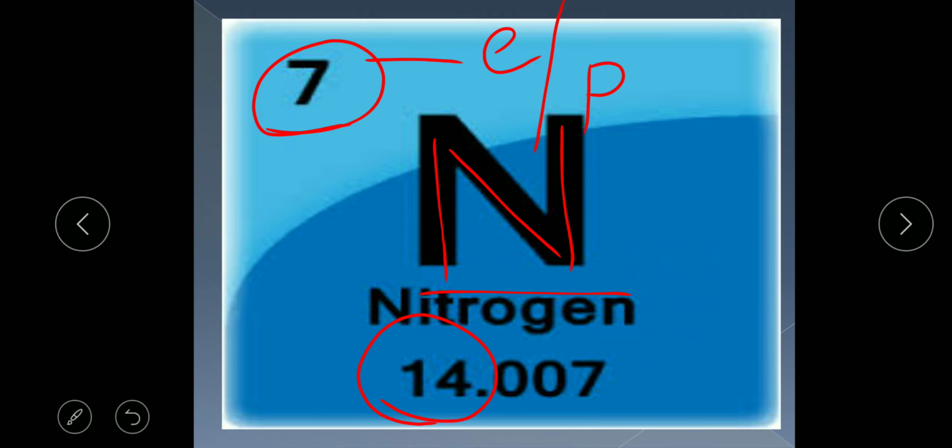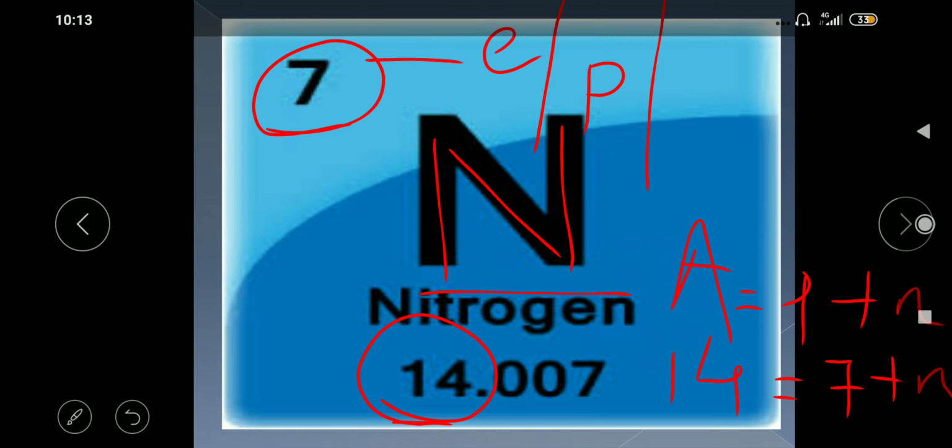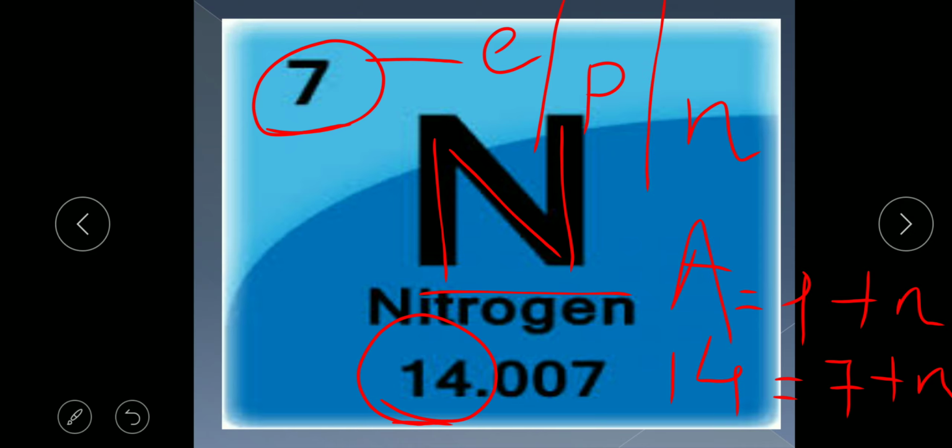Okay. Atomic mass is 14. So A is equal to P plus N. Okay, A is 14, P is 7. Then how many neutrons will it have? N equals 14 minus 7, that is 7. So electron is also 7, proton is also 7, and neutron is also 7.